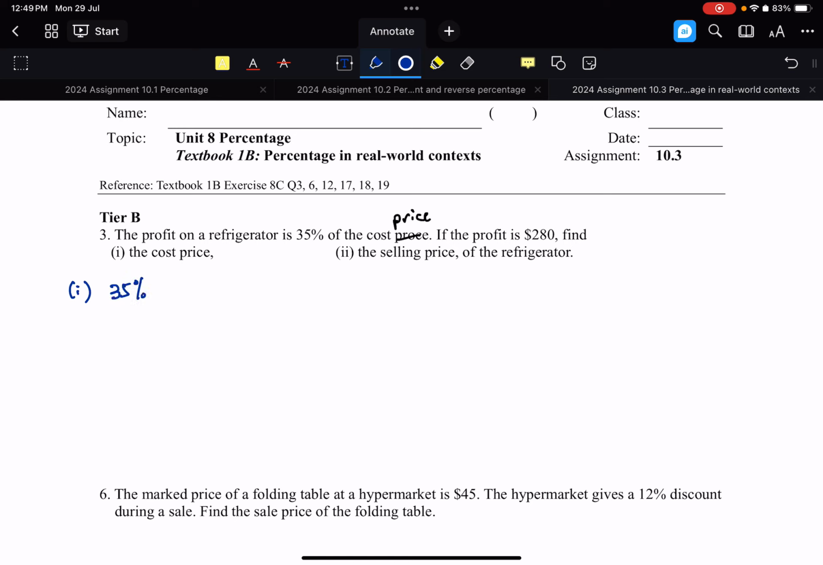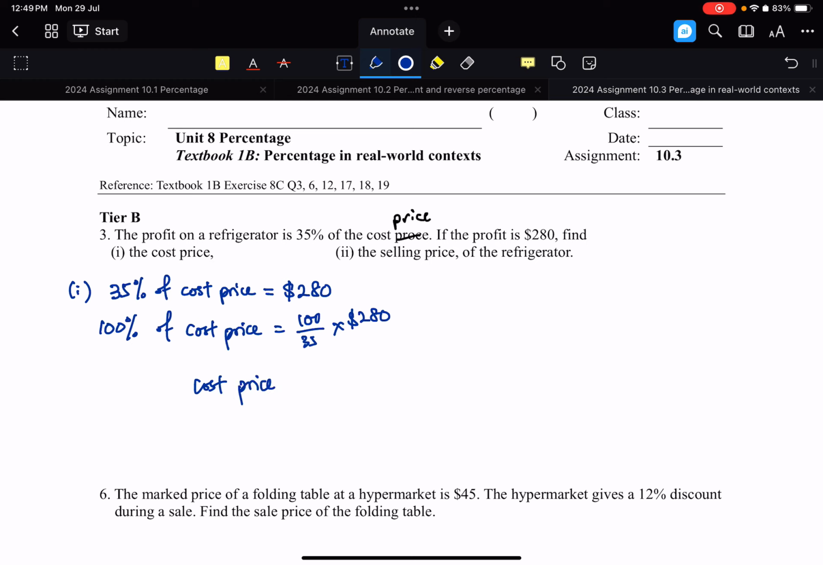We know that 35% of the cost price, which is actually the profit, so it is $280. So we want to find the cost price. We need to find 100% of the cost price, right? So 100% of cost price is going to be 100 over 35 times $280. That means the cost price is equal to $800. There we go.